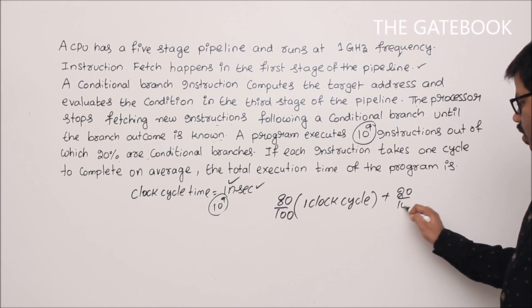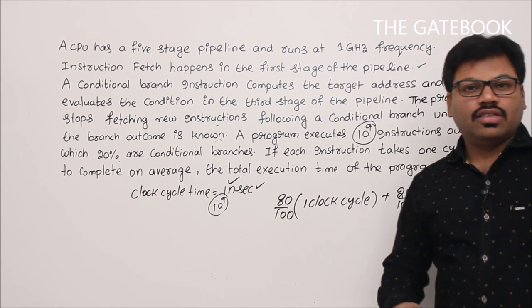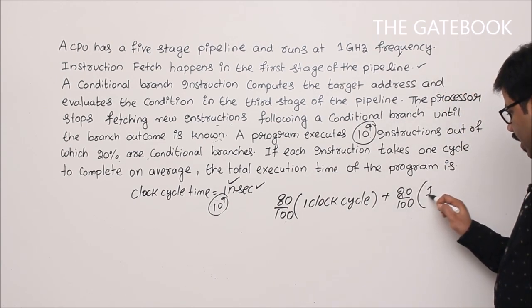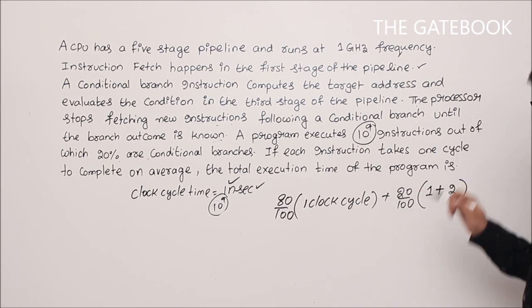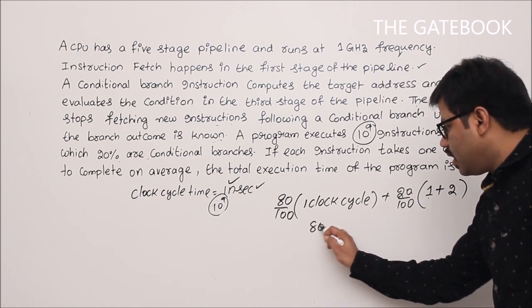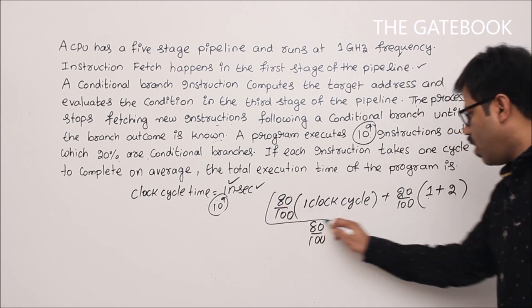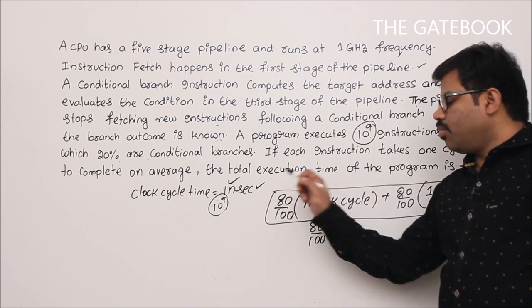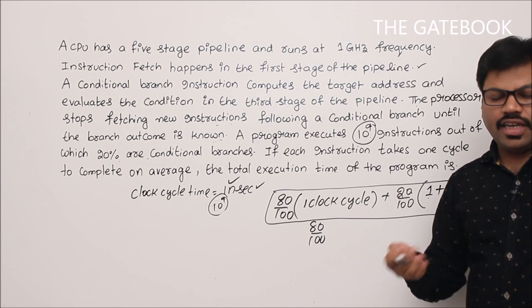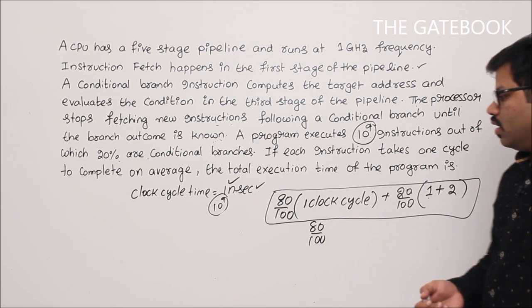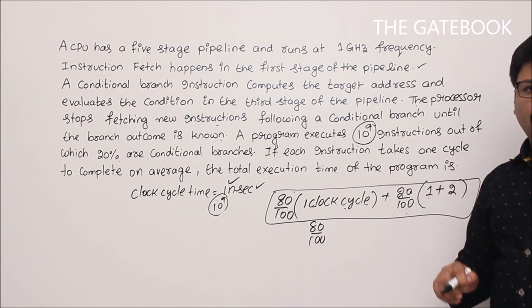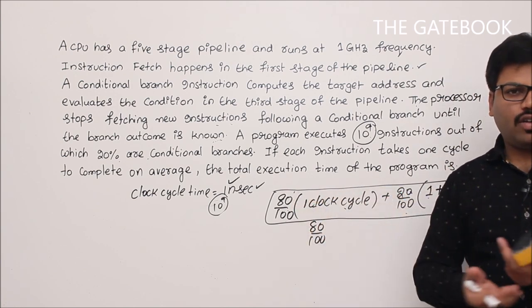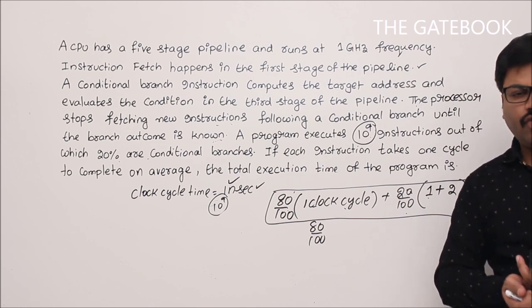Now 20% of the time they are branch instructions, they are having 1 clock cycle as usual plus 2 penalty, so 3 clock cycles. So 20% of the time 3. Sir, what is this formula for? Average number of clock cycles required to execute one instruction, right? So 80% of the time 1 clock cycle, 20% of the time 3 clock cycles. If you use this formula, you get average clock cycles per instruction.